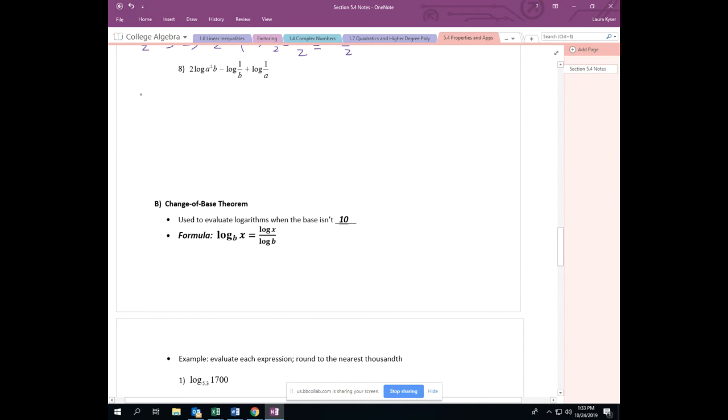So I'm going to rewrite this thing as 2 log of a squared b, minus log of b to the negative 1, which I'm allowed to do just to make it look a little bit nicer for now. And then plus log of a to the negative 1.